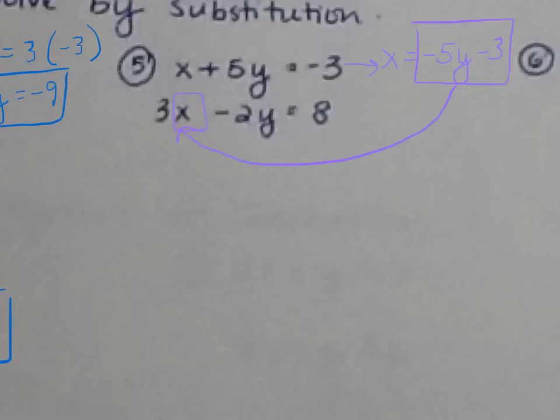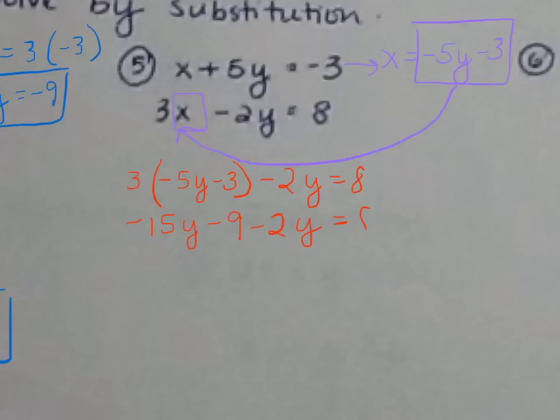Okay, so when I do that, now I'm going to write 3 times, instead of writing x, now I'm going to write negative 5y minus 3 minus 2y equals 8. Now I have all y's. That's the big goal here. All right, so negative 15y, I'm going to distribute through here.